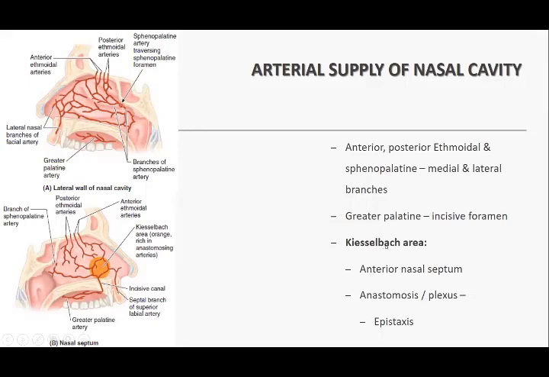Kesselbach's area. Okay? This is extremely important from your practical clinical point of view, your examination point of view, because this is the area from where nosebleed occurs. Some children, some people, the nose starts to bleed for nothing at all. Okay? So this is the area where nosebleed occurs. Nosebleed is called epistaxis. Okay? So that is why this is very important.